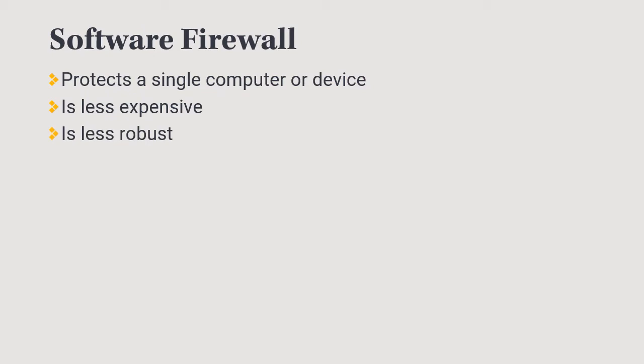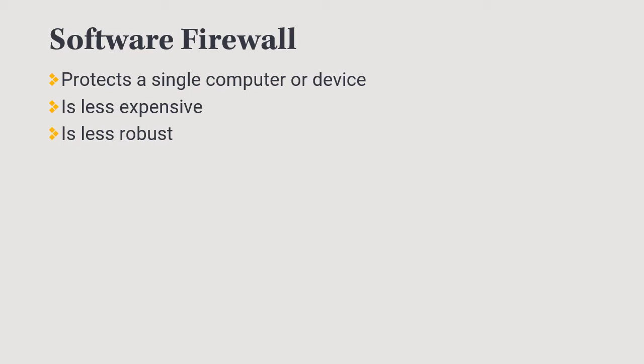Let's take a look at a software firewall first. So a software firewall is typically just going to protect a single computer or device. If you open up Windows 10 and go into the control panel, you'll see that there is actually a software firewall on all applications of Windows 10. And that firewall is just going to protect your computer.